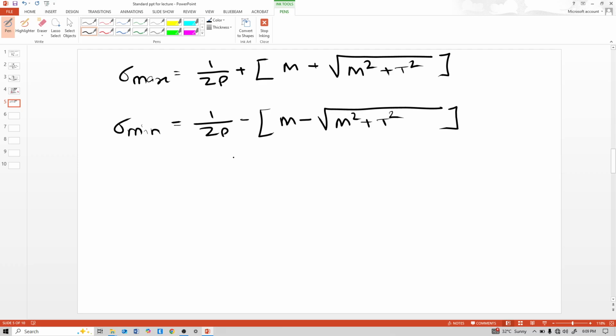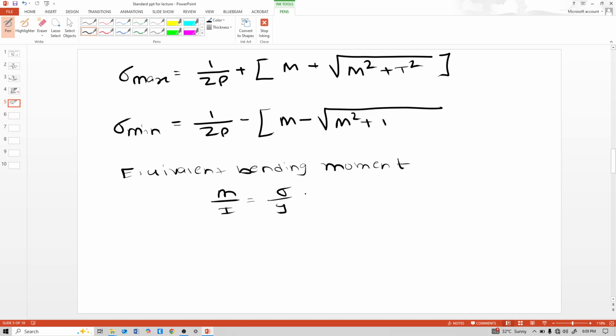Now the next step is equivalent bending moment. The bending moment formula is M by I is equal to sigma by y is equal to E by R. For equivalent bending moment, Me by I is equal to sigma by R. Here, instead of y, we use radius because this is a shaft, and for sigma we use the maximum.